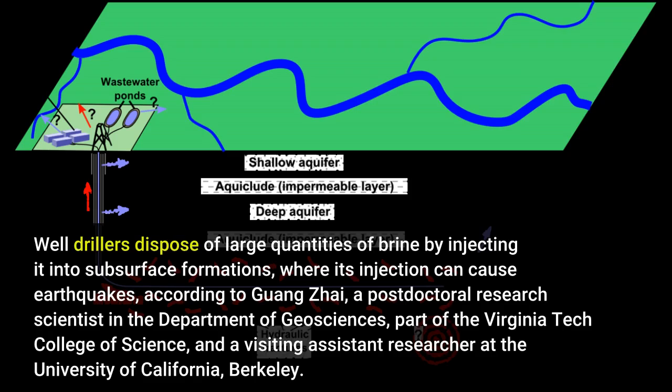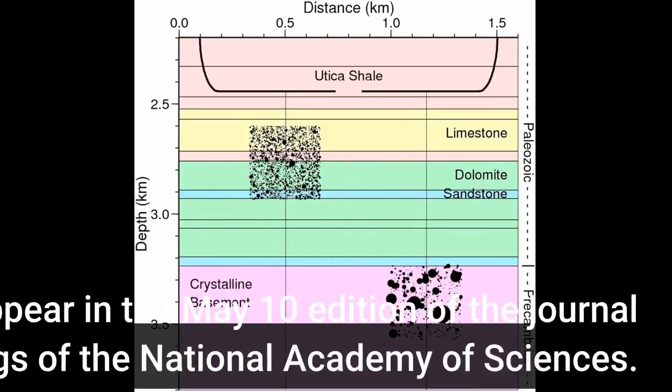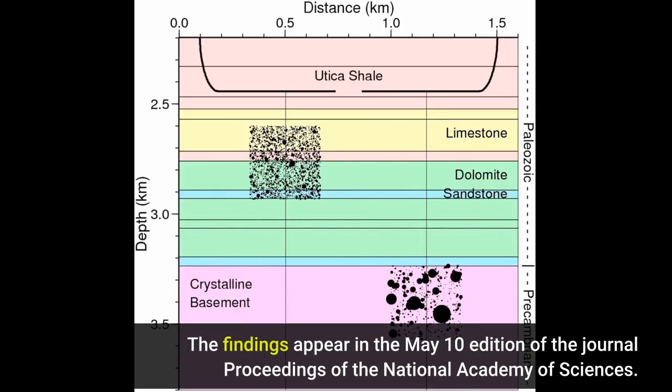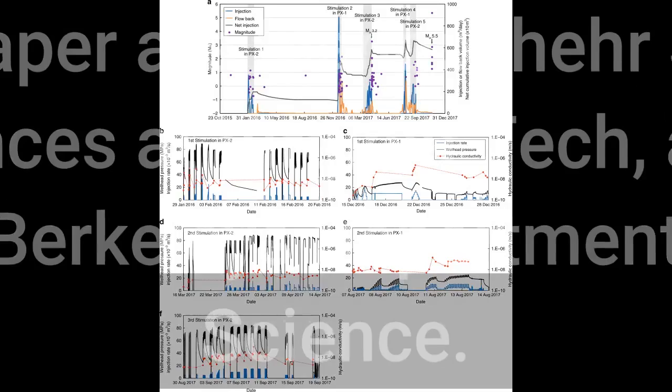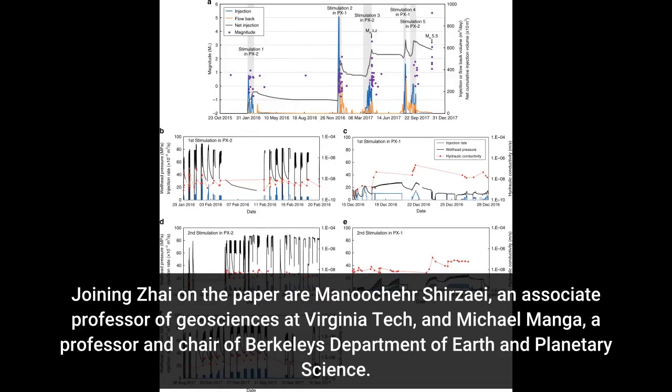according to Guang Jai, a postdoctoral research scientist in the Department of Geosciences, part of the Virginia Tech College of Science, and a visiting assistant. The findings appear in the May 10 edition of the journal Proceedings of the National Academy of Sciences. Joining Jai on the paper are Manucher Shirzai, an associate professor of geosciences at Virginia Tech, and Michael Manga, a professor and chair of Berkeley's Department of Earth and Planetary Science.